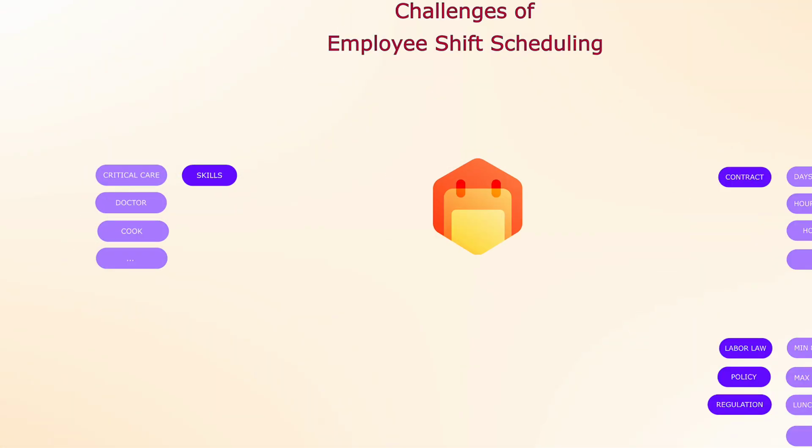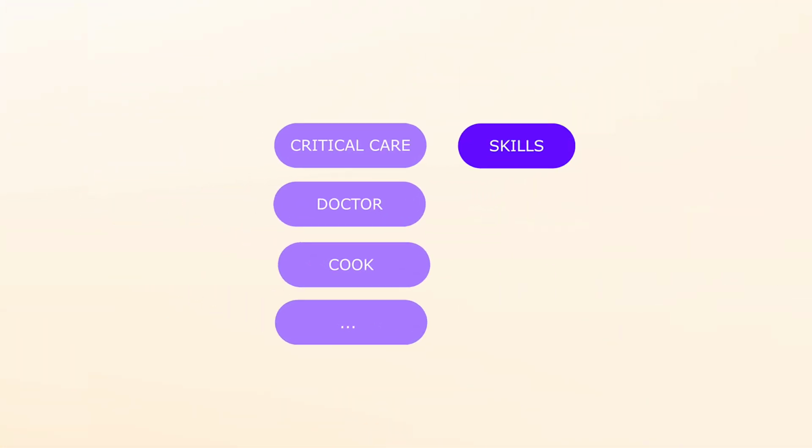We don't just need any employees, we want the right employees at the right place and at the right time. Skills vary, and a shift can demand a specific set of abilities. For example, when scheduling the shifts for a hospital ward, you might want at least one person each shift who is trained in critical care.